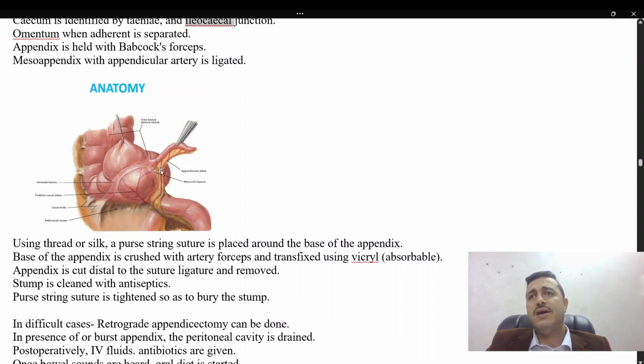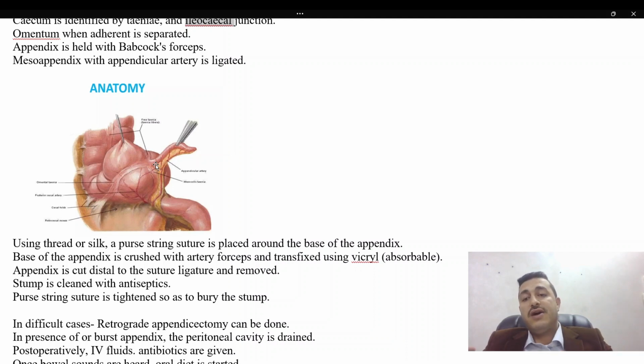In some cases, it can be very small or thrombosed, so cauterization is enough because of the thrombosis, or it's extremely vanished. Then after ligation, we crush the base of the appendix and we transfix the base of the appendix. Transfix means taking a stitch through the appendix and ligating around it, right and left. Some literature says that we do a circular stitch around the cecum, around the base of the appendix, so the appendix base is buried inside the cecum.